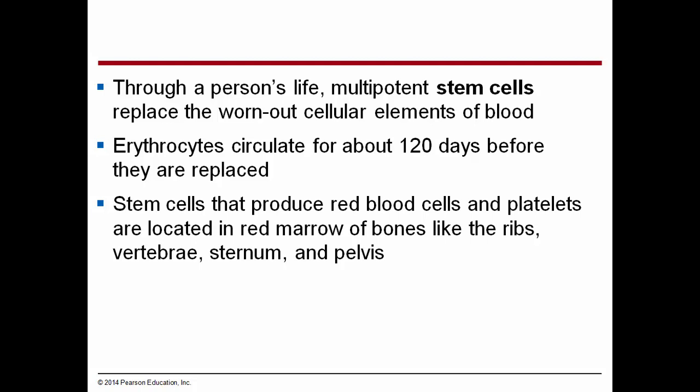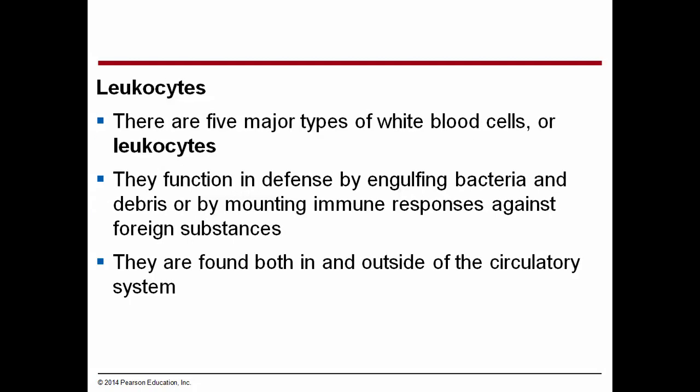Throughout a person's life, multipotent stem cells replace the worn-out cellular elements of blood. Erythrocytes circulate for about 120 days before they are replaced. Stem cells that produce red blood cells and platelets are located in the red marrow of bones like the ribs, the vertebrae, the sternum, and the pelvis.